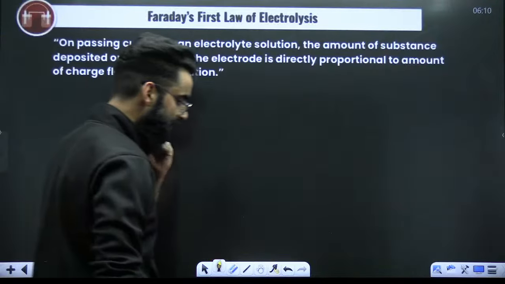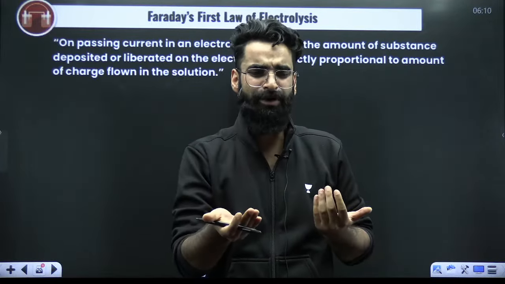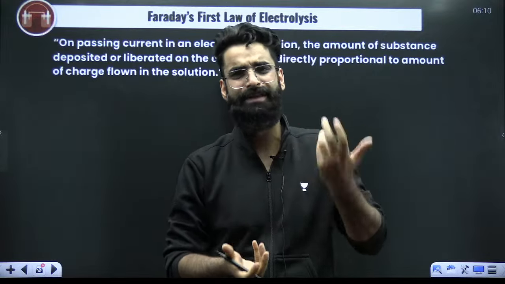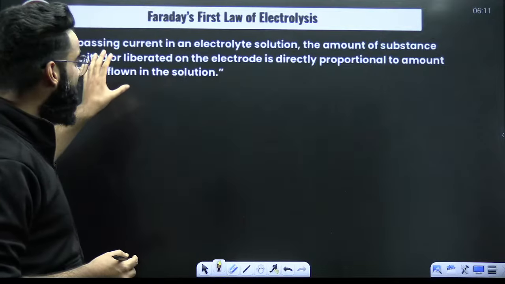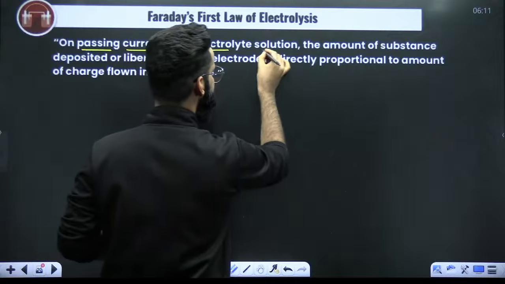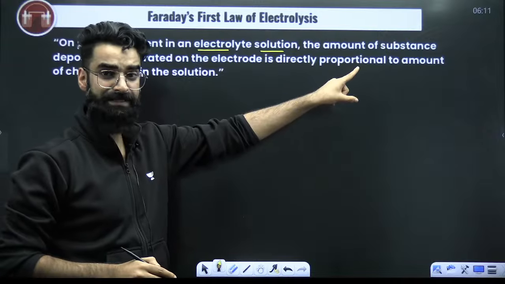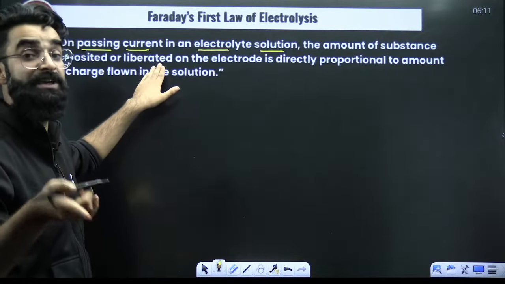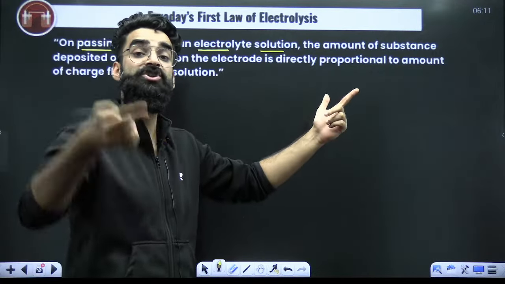Have a look, people. Till now we got to know that at the electrodes either metal is being deposited or gas is being liberated, right? Now what does Faraday's first law suggest? Faraday's first law tells you that on passing current in an electrolytic solution, the amount of substance deposited or liberated at the electrode is directly proportional to the charge which goes into the solution.